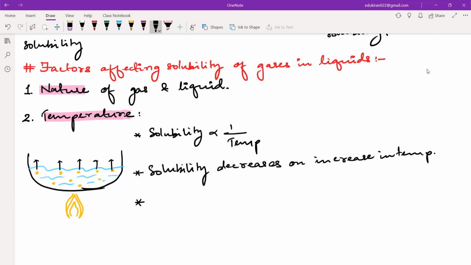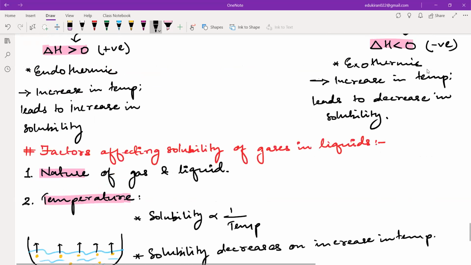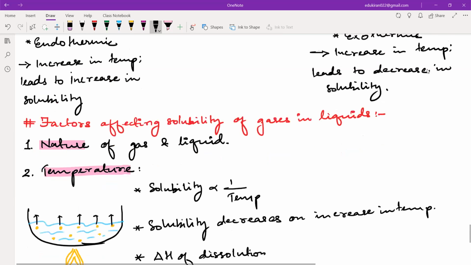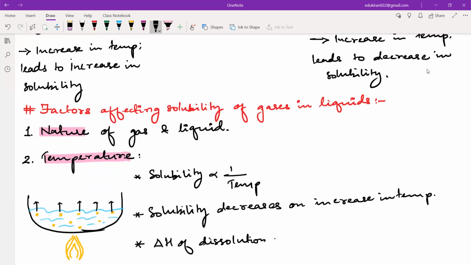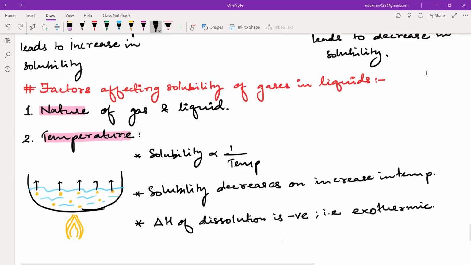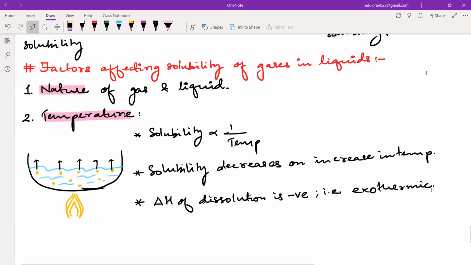So from here we can also comment about the enthalpy of dissolution. If I mix gas inside liquid, it will be exothermic because increase in temperature is leading to decrease in solubility. So delta H of dissolution is negative, that is, the process will be exothermic. Okay. So please write this about temperature.